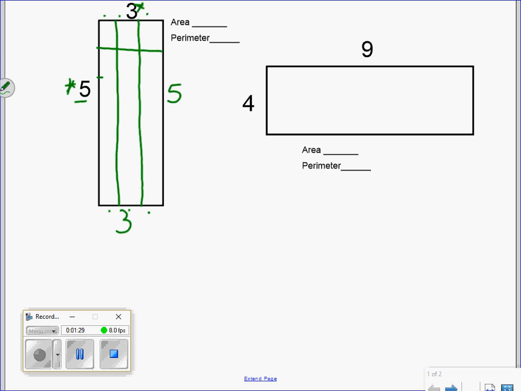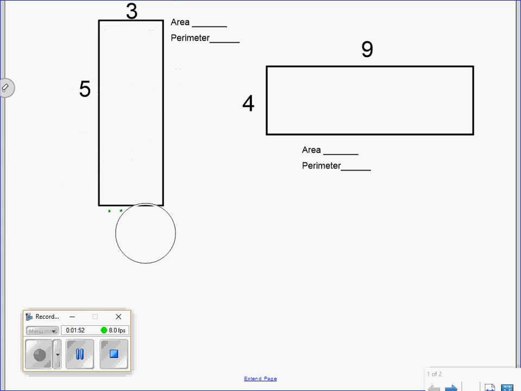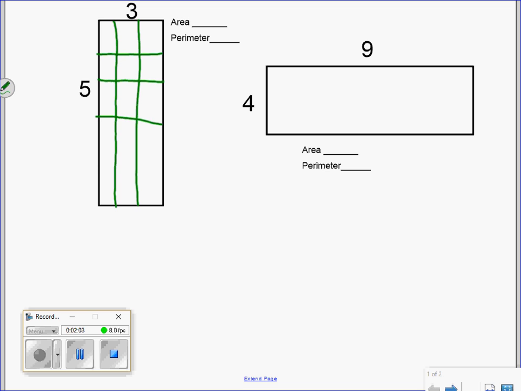So 1, 2, 3, 4, 5. And I'm going to double check to make sure that I have 5 rows. 1, 2, 3, 4, 5, 6. And oops, I don't. That's okay. I can erase. I'm just going to erase my entire picture. I don't like how uneven that is. All right, so I'm going to draw my 3 columns again. I'm going to draw my 5 rows. That looks better to me. 1, 2, 3, 4, 5. 1, 2, 3. All right, we're looking good here.